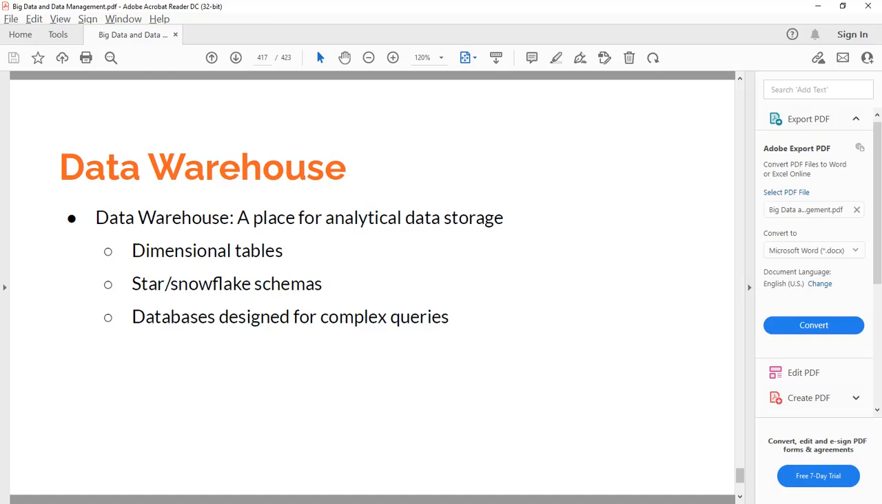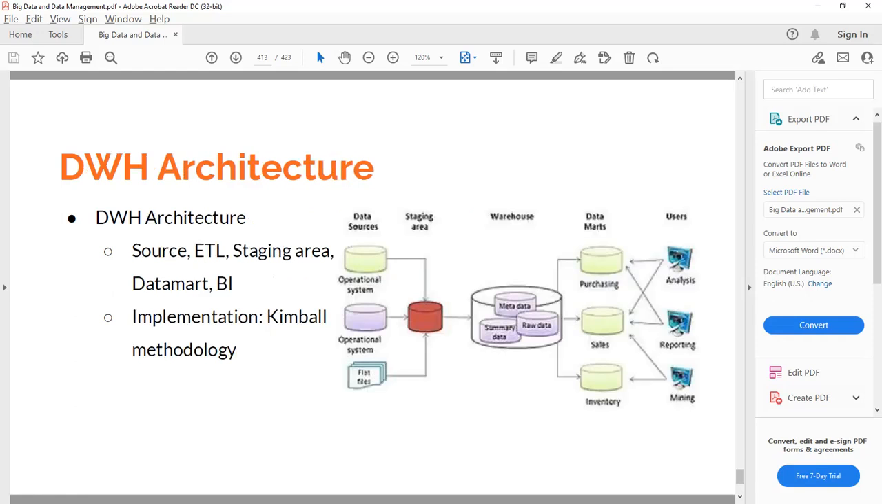So the tables are dimensional, and they may not be second normal form or third normal form compliant, but they still serve the purpose of a fast join between the fact table and the dimensional table. They use the star schema and snowflake schema for lookups. And the joins and indexes are designed for complex queries, long-term reading and historical reading. So this is what we call a data warehouse.